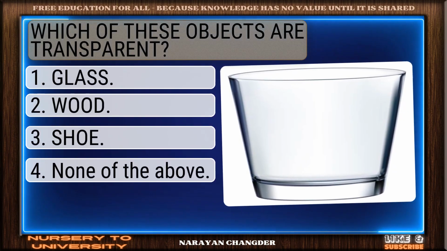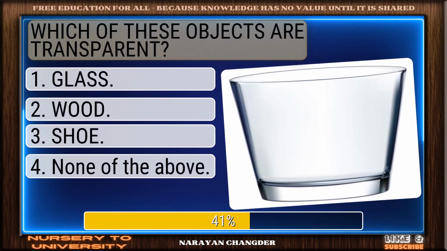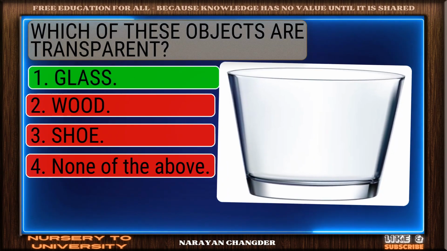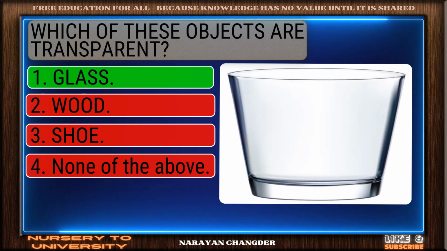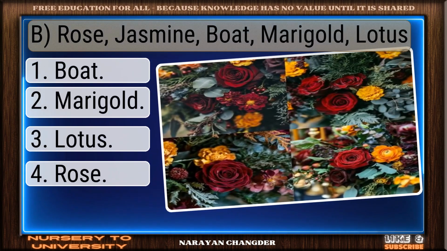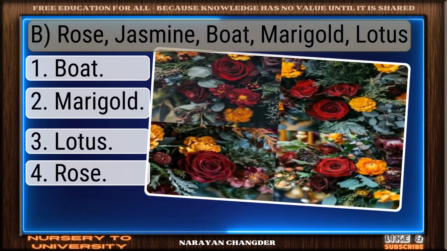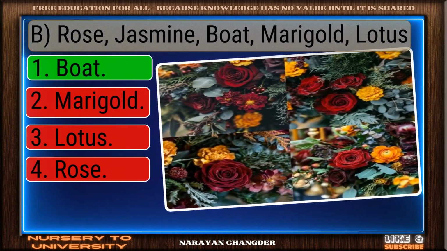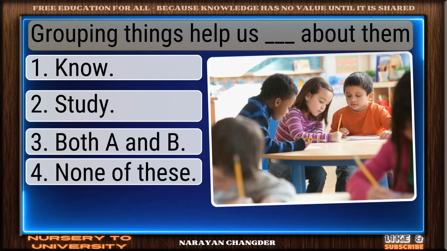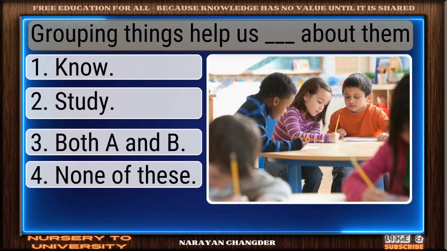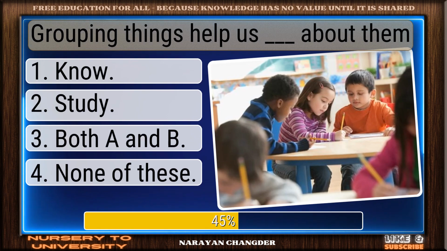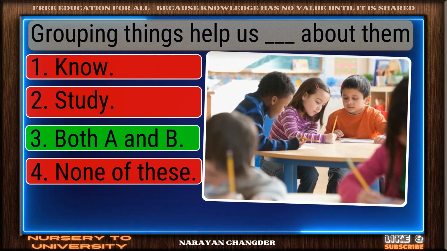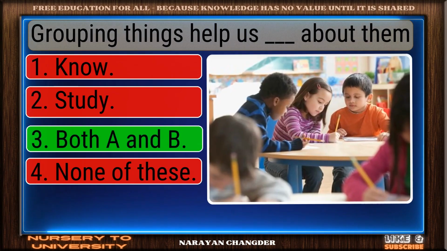Which of these objects are transparent? Nice work. You chose glass, and it is correct. B. Rose, jasmine, boat, marigold, lotus. Right again. Boat is a valid answer. Grouping things help us dash about them. Excellent. Both A and B is a brilliant choice.